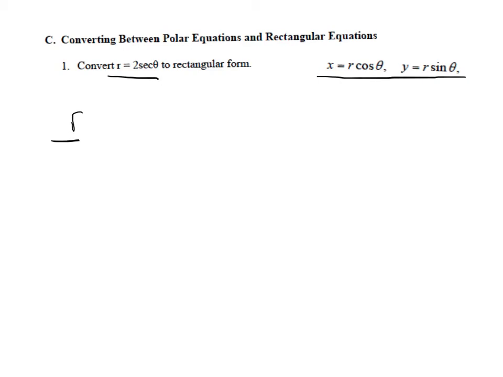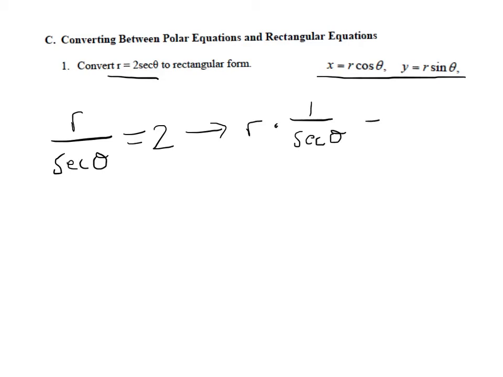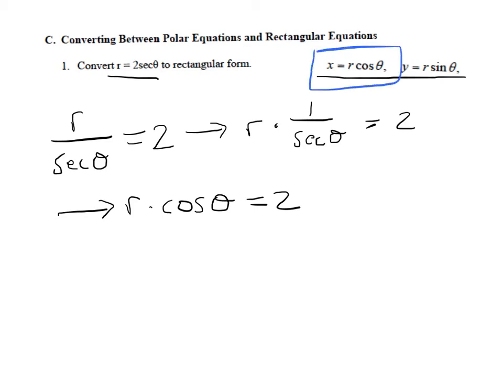And so I would get r divided by secant of theta equals 2. Another way of writing that is r times 1 over secant theta equals 2. And if you remember, 1 over secant is the same thing as cosine. So we have r times cosine of theta equals 2. We know that r times cosine of theta really equals x. And so in the end we have the equation x equals 2.